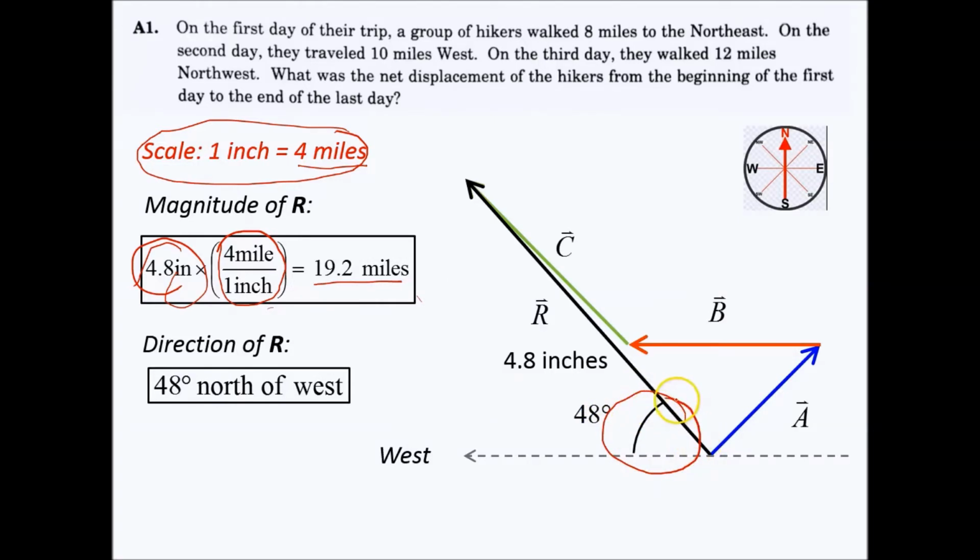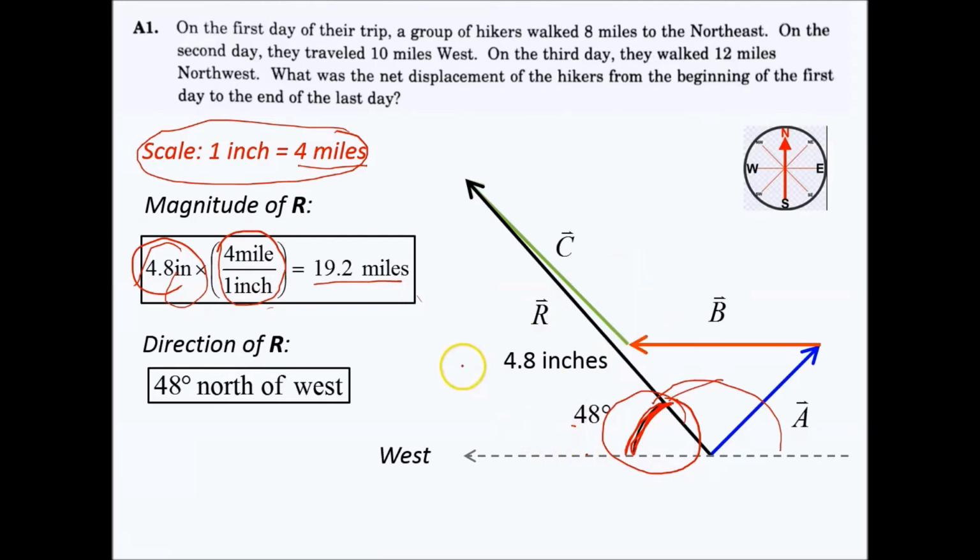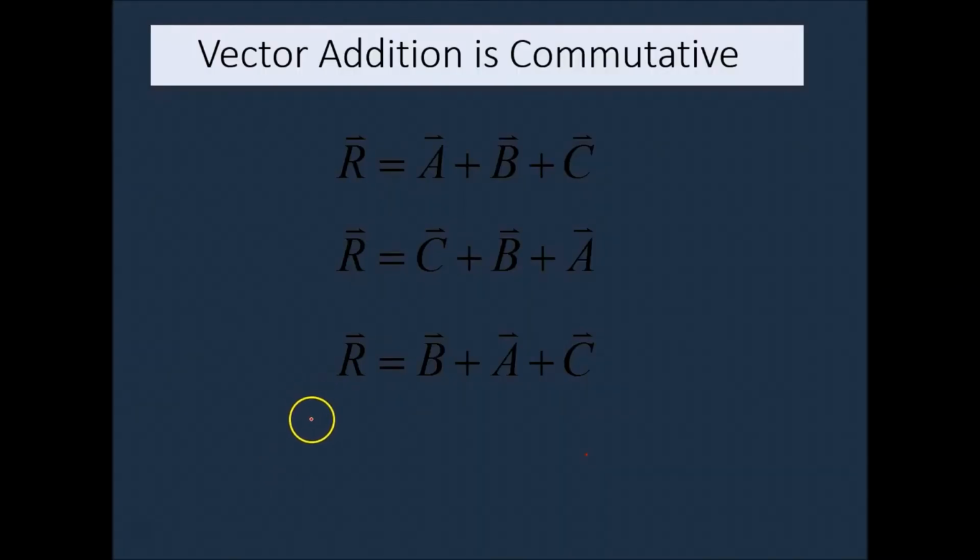and you can really use any angle you want. You could have measured this from the north, you could measure it all the way from the east, but I always like to use the smallest angle, so I would use 48 degrees above, or we'd say north of west. Okay, I don't know if you can see that, but vector addition, next slide.